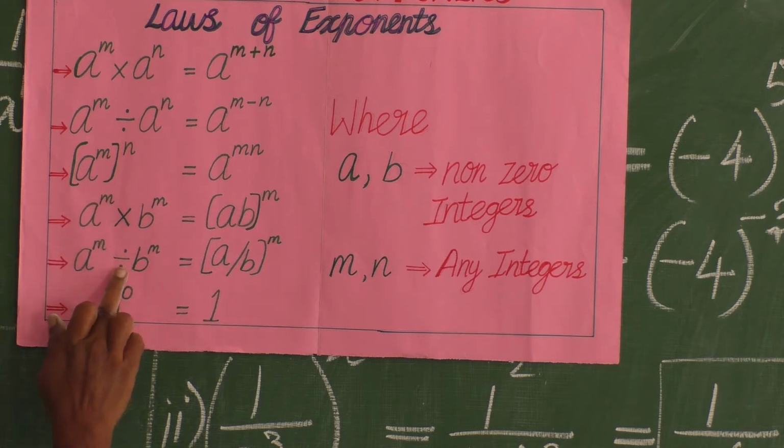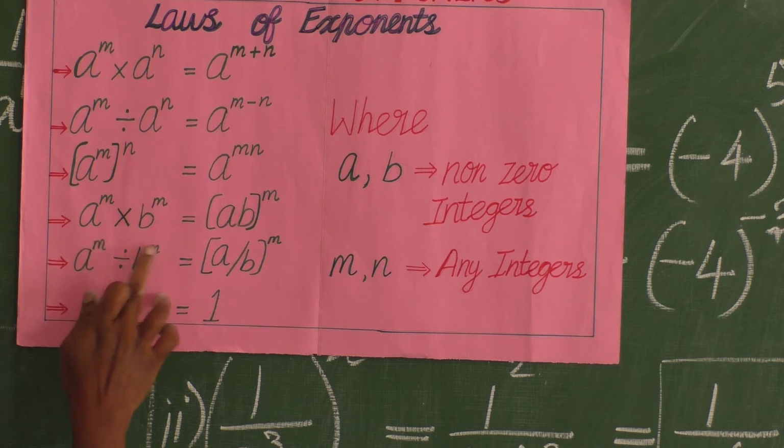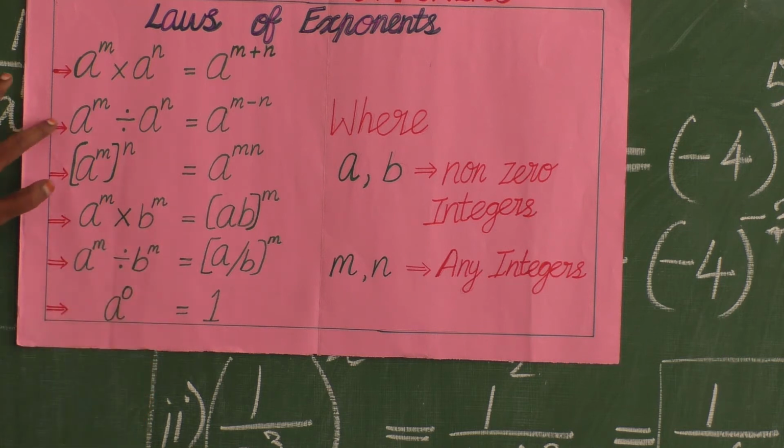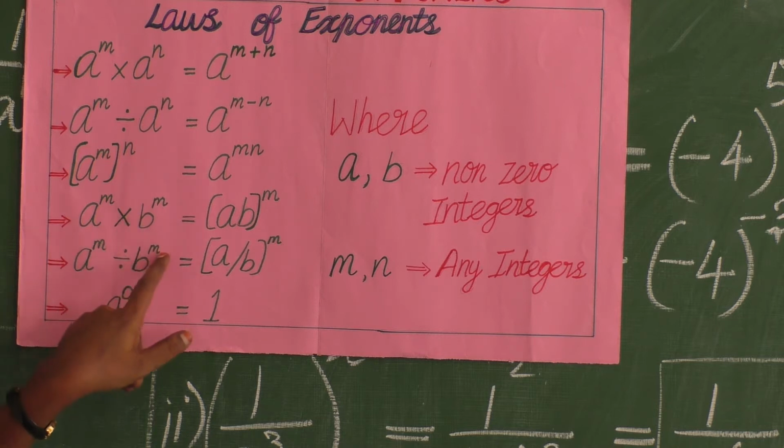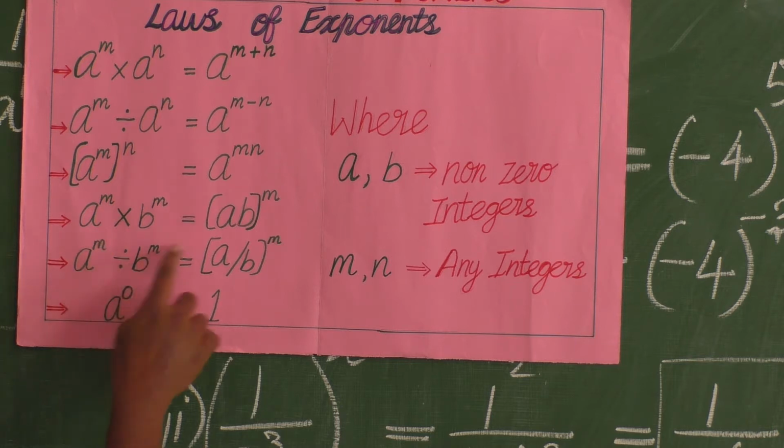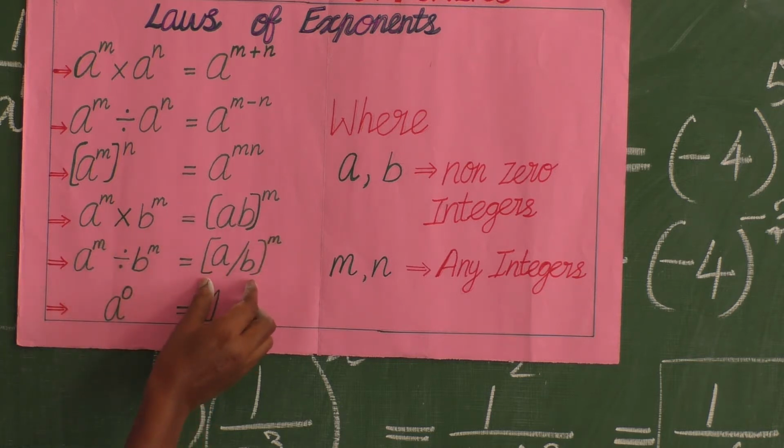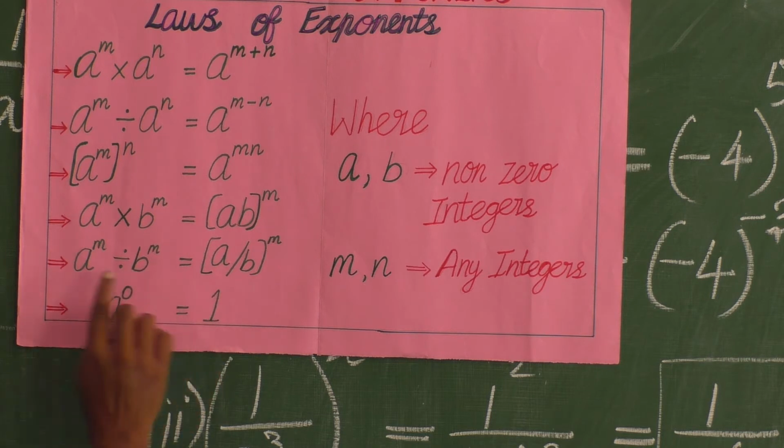In division, see, the powers are same, the bases are different. Like compare the second and fifth one: a^m divided by a^n, and here a^m divided by b^m. The powers are same, the bases are different. At that time, what to do? The power is common for both, the division of a by b. Clear? (a/b)^m.